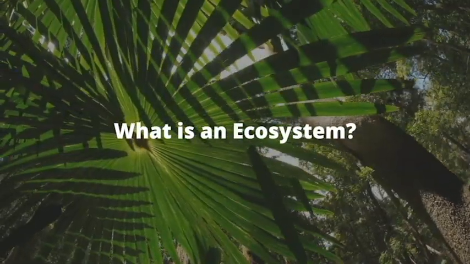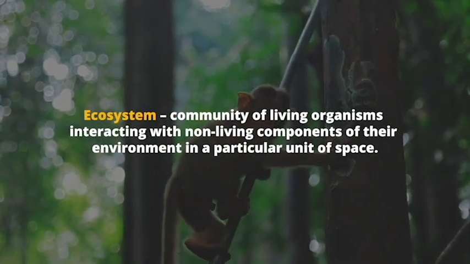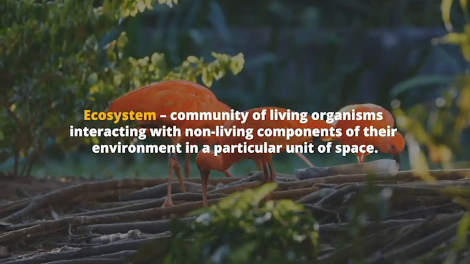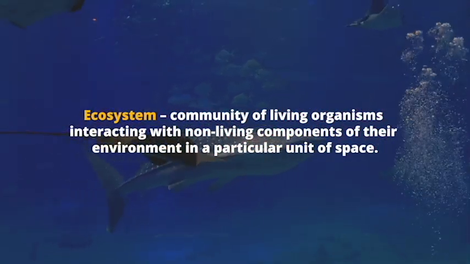Let's start by defining what an ecosystem is. An ecosystem is a community of living organisms interacting with non-living components of their environment in a particular unit of space. An ecosystem usually has the following characteristics.